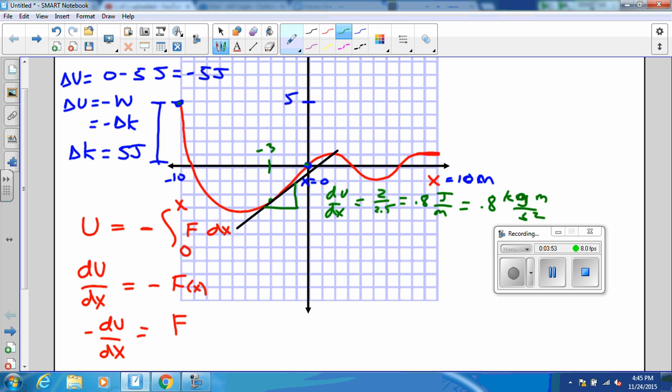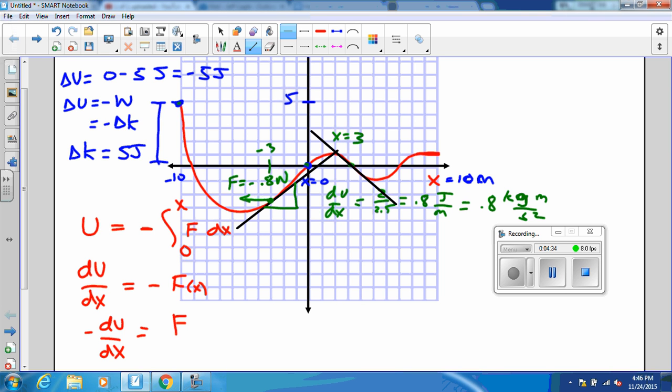What does this mean? This means that the object sitting right here is going to experience a force as a result of this slope of the potential energy, pushing it in the opposite direction, so that since my dU/dx is equal to positive 0.8, my force is going to be negative 0.8 kilogram meters per second squared. Or go to a second point right here at x equals about 3. Draw yourself a tangent line.